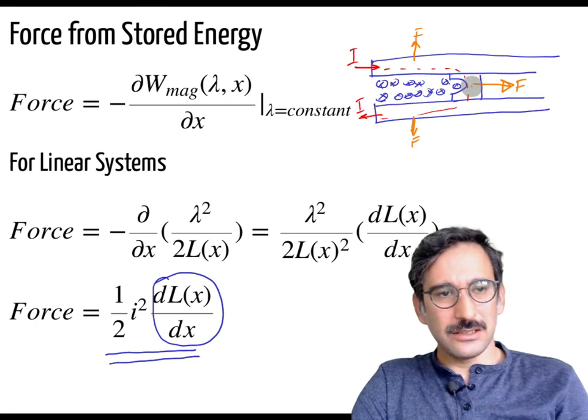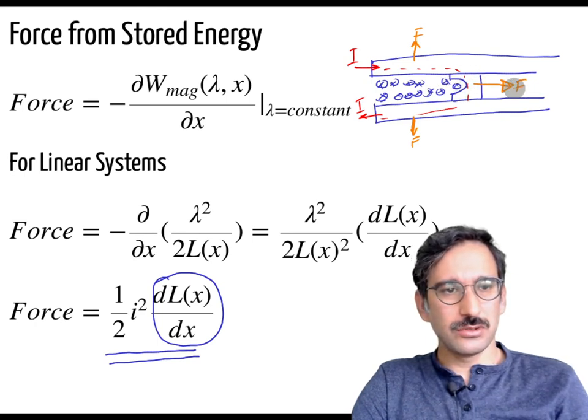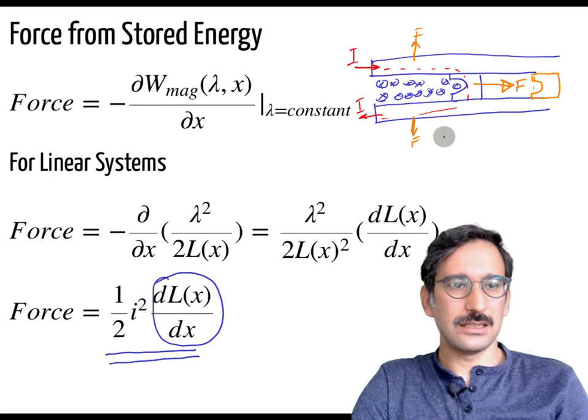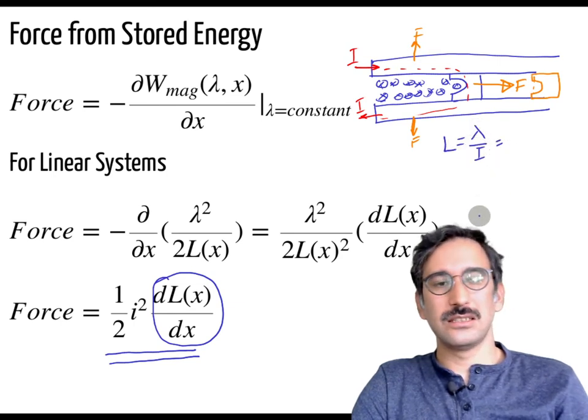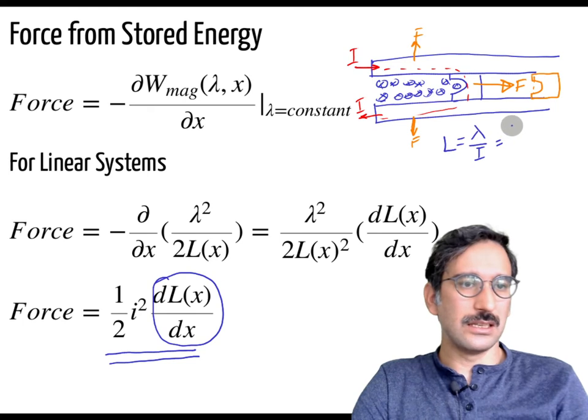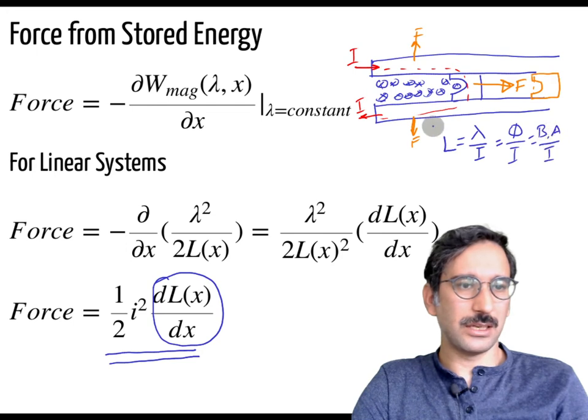So if that armature moves in that way, then you can argue for the inductance definition, it is flux linkage divided by current, or you can say the number of turns is 1, so you can say flux divided by I, or it is B times area divided by I. Area is that area.